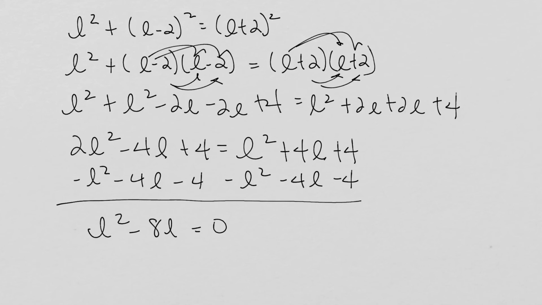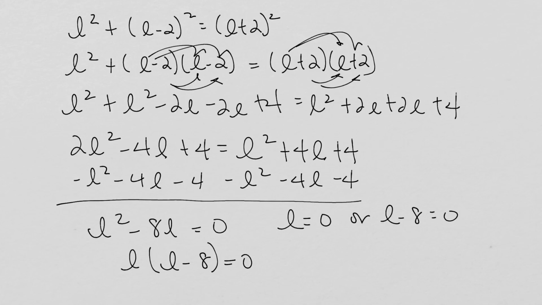And this is pretty easy to factor, I think. That way I don't have to worry about the long quadratic formula. I can take out my greatest common factor of L, which leaves me with L times (L minus 8) equals 0. And then remember, you set each linear factor equal to 0. So either L could be 0 or L minus 8 could be 0.